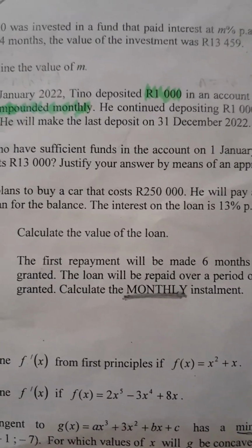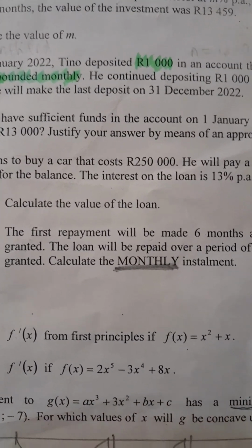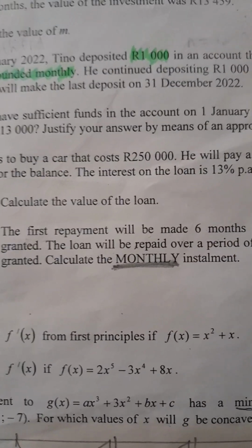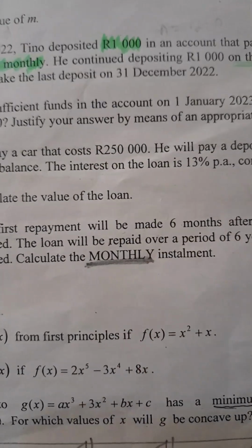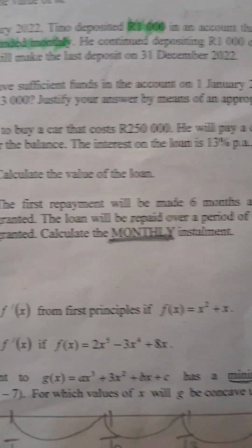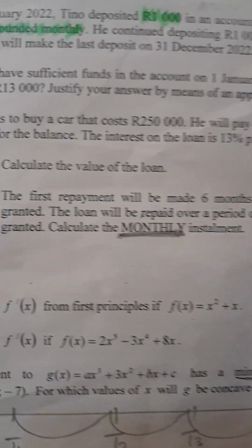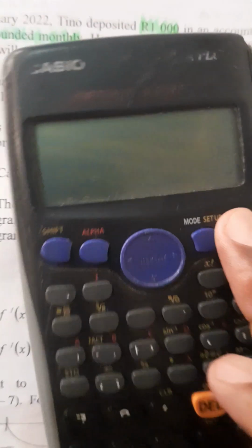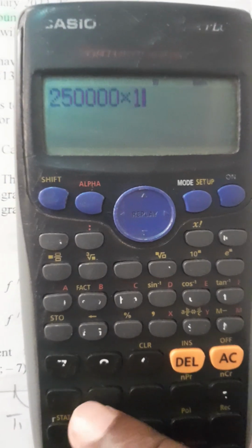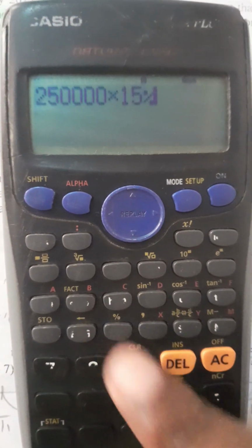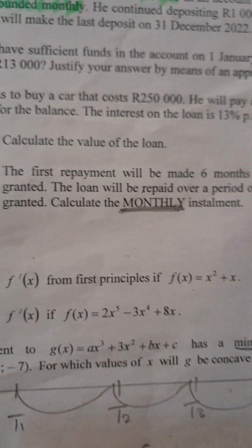You should be very careful in these questions, because they are kind of tedious. So that's why you should read to understand. So it will be 15% of what is left here when we say 250. So it will be 250 multiplied by 15%. So what is 15% of 250? Let's just say 250 multiplied by 15%. 15% of 250, that's 37,500.